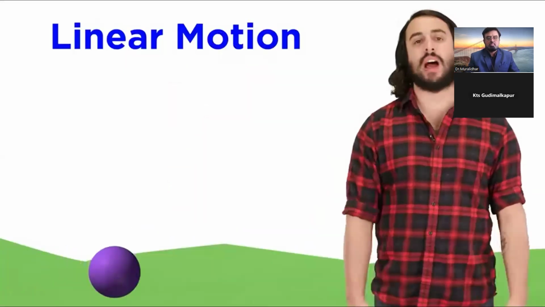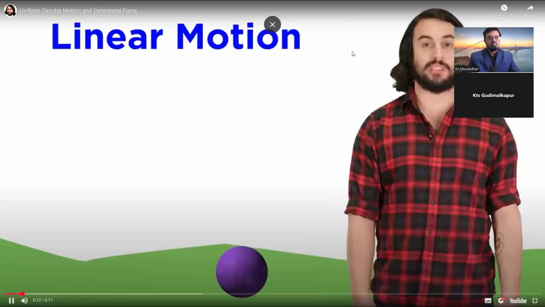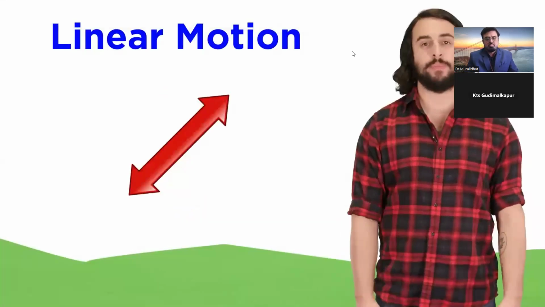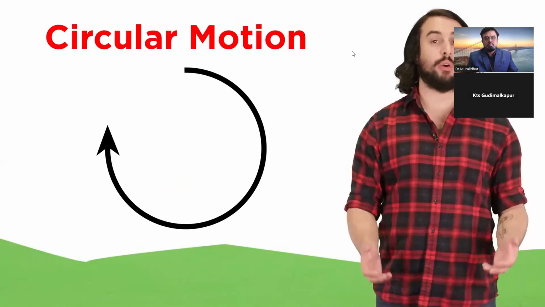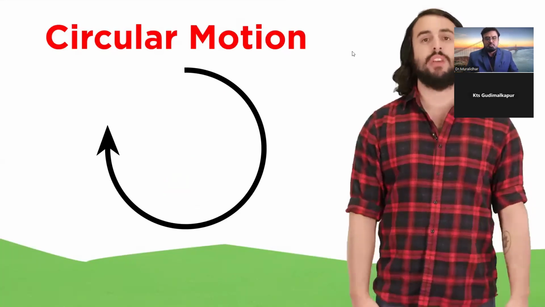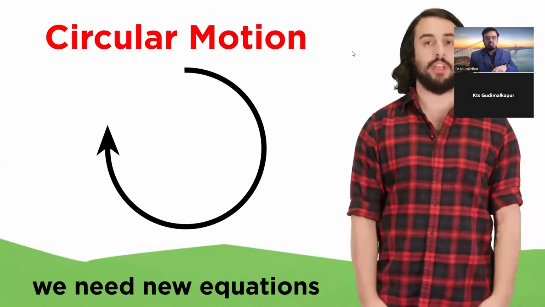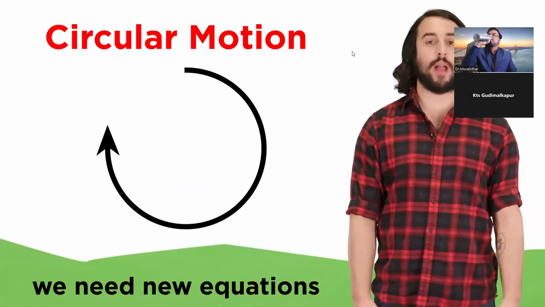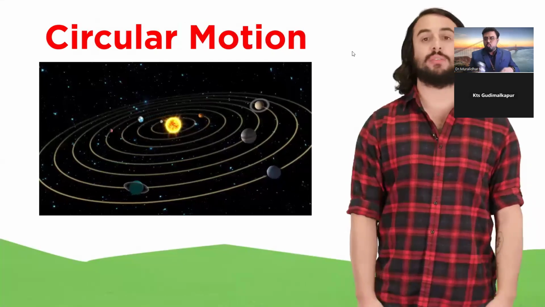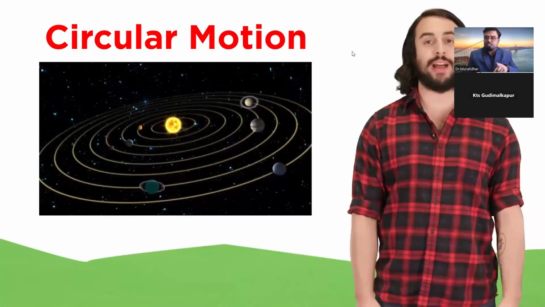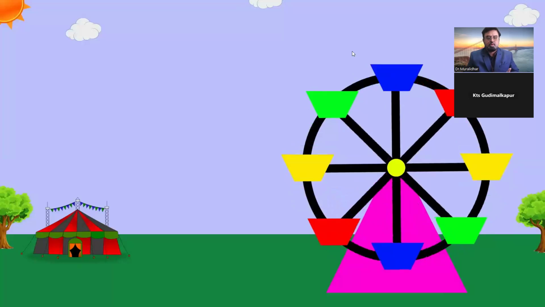We've examined a lot of linear motion up to this point, whether horizontal, vertical, or at some angle. But there are a lot of objects that follow circular paths of motion. This type of motion is accompanied by an entirely different set of equations. So we have to learn these if we want to approximate the motion of the planets as well as a wide variety of earthbound objects. Planets around the sun. Consider a Ferris wheel.